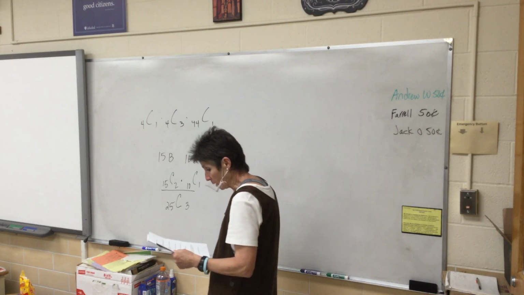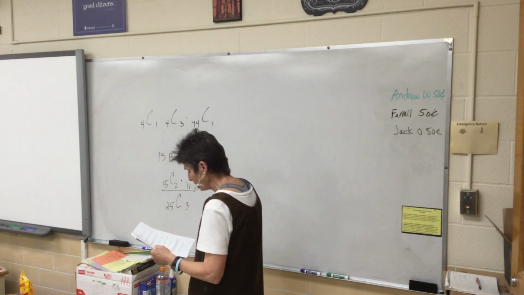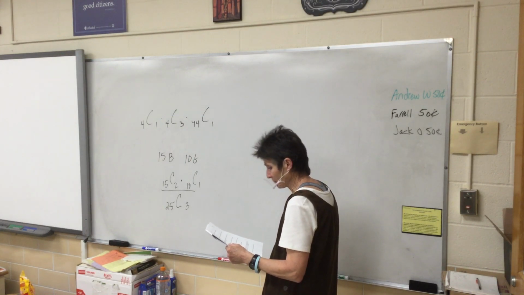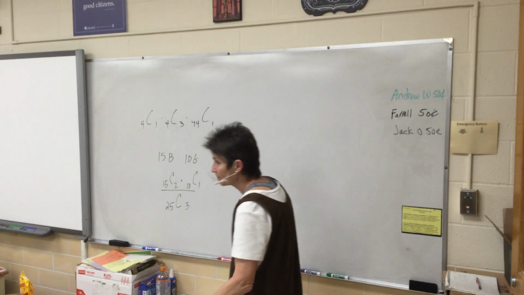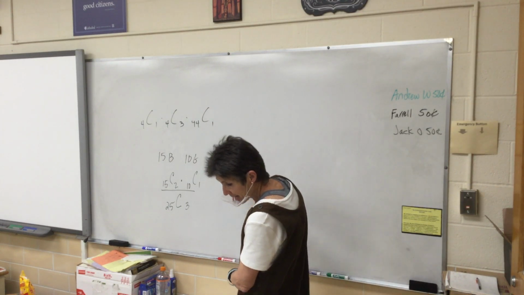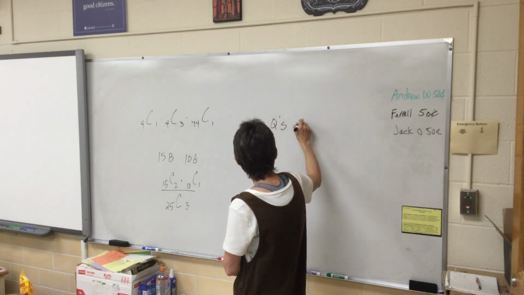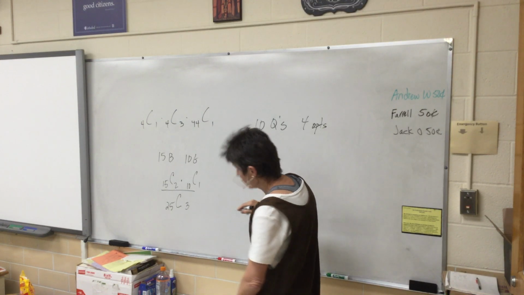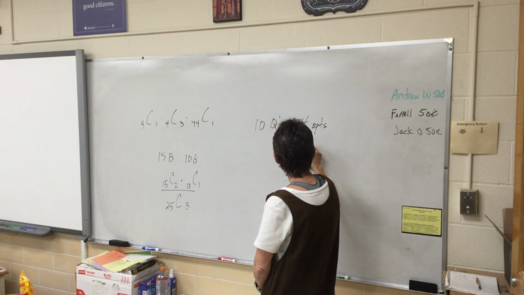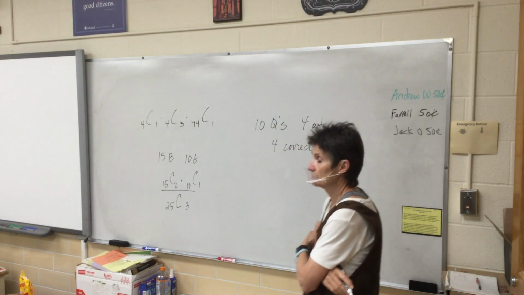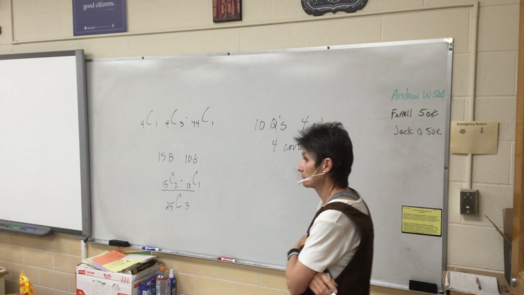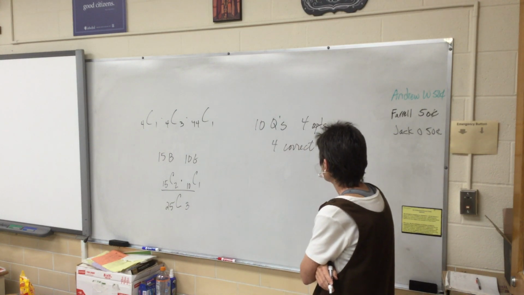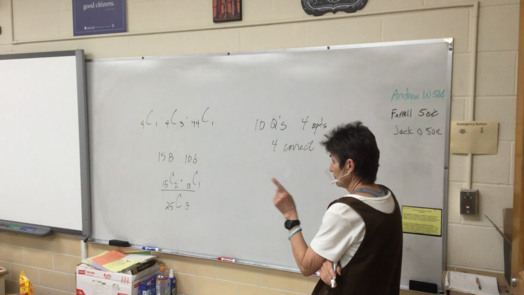All right, number 3. What is the probability of guessing exactly 4 correct on a 10-question multiple choice quiz if each question has 4 options? All right, so we have 10 questions and 4 options, and we want to get exactly 4 correct. Would it be 10C4 times 4C1?